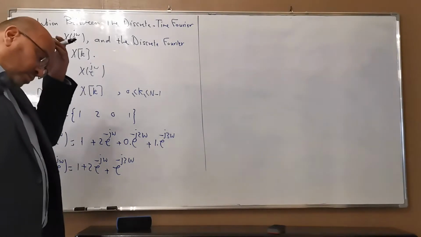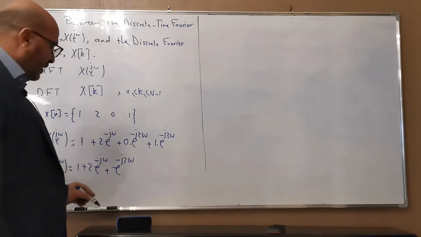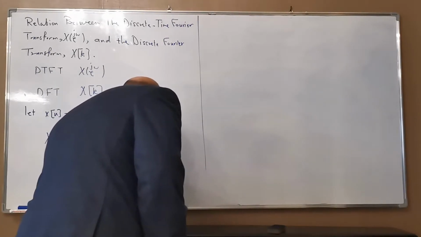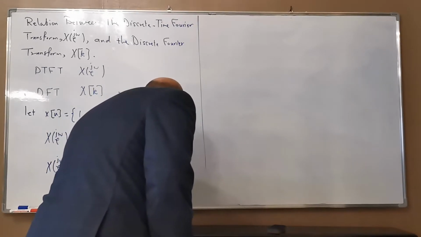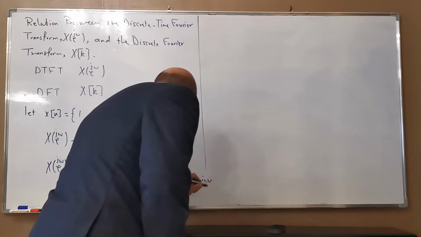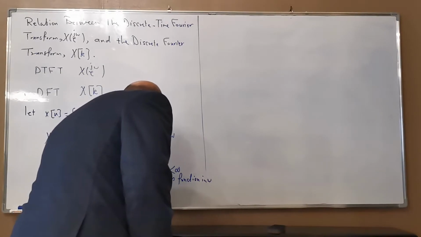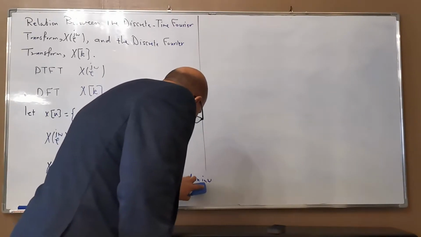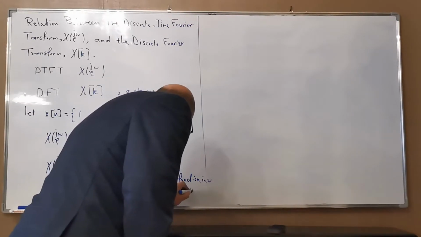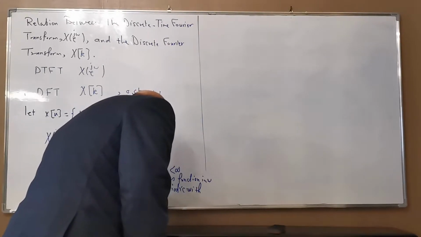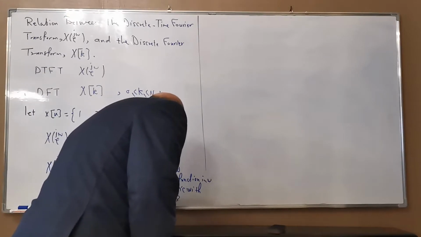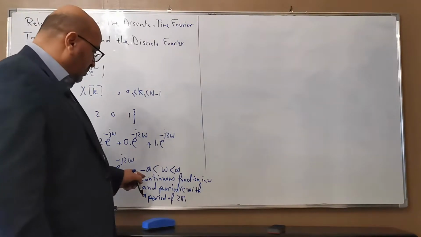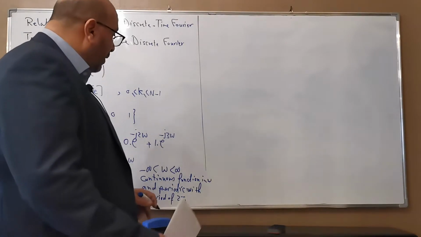And as we mentioned before, this X of e^jω is a continuous function in ω, for ω between minus infinity and infinity, and periodic with a period of 2π. Yeah? So this X of e^jω is continuous in ω from minus infinity to infinity, and periodic with a period of 2π.